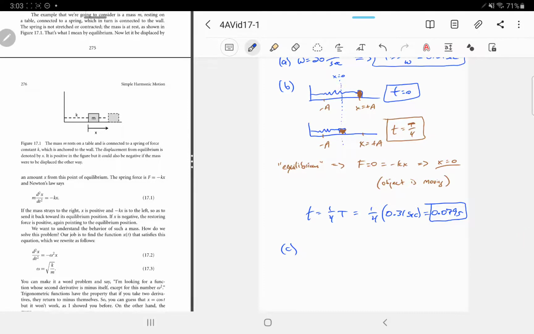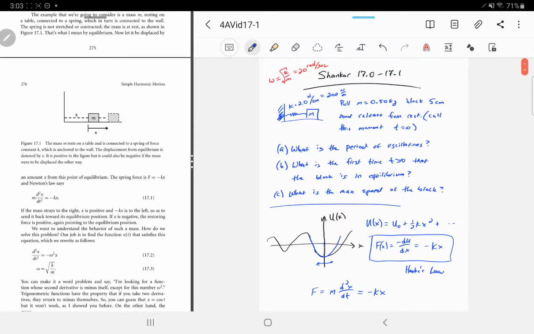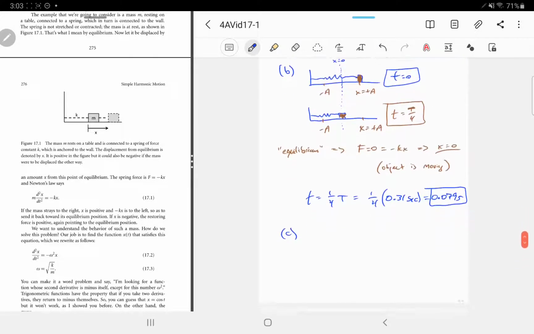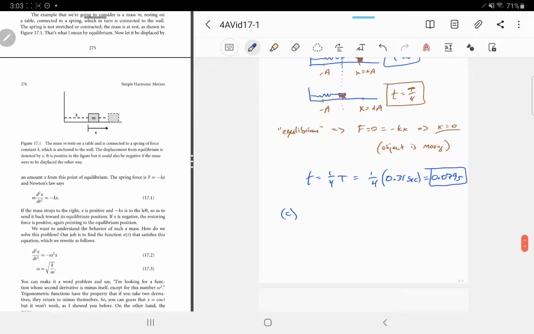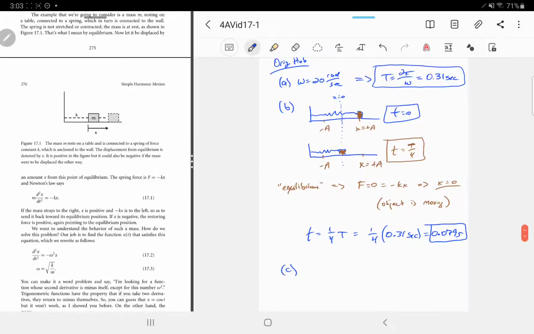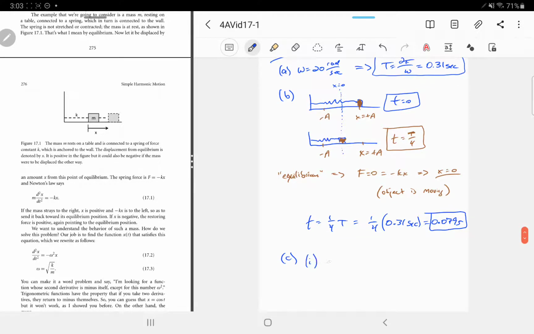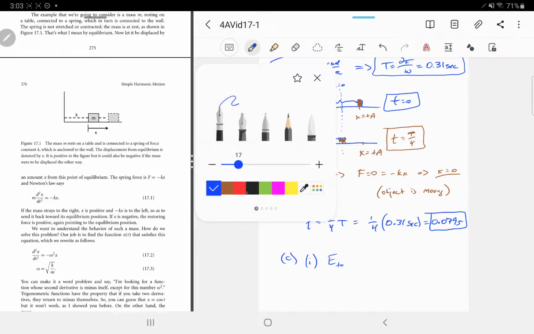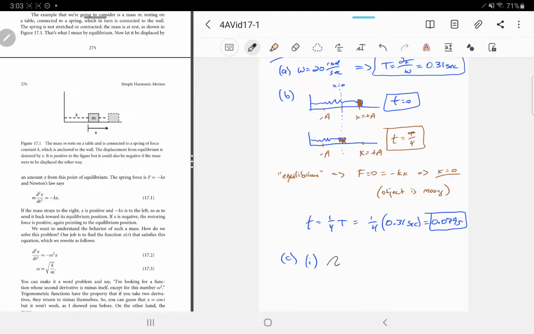Part C, what is the maximum speed of the object? What is the max speed of the block? Now for this, we can do this two different ways. The first way is that we can compute the total energy and then set that energy equal to 1/2 mv squared. So E total is 1/2 ka squared.